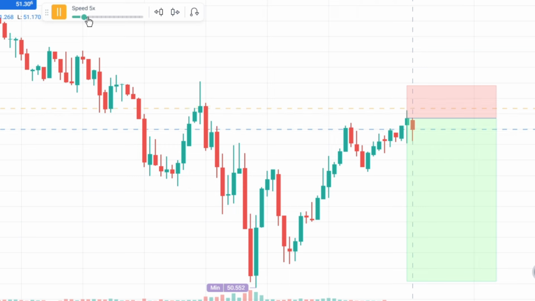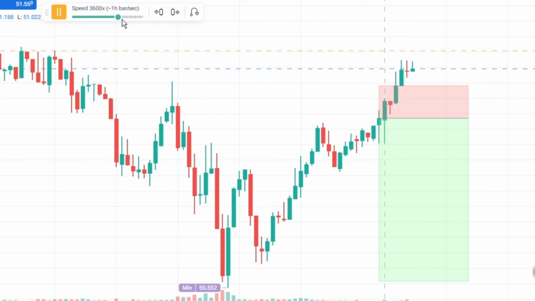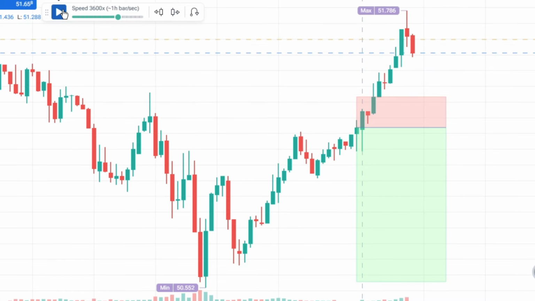But the problem with this is that most of the time these trades are likely going to end up as losers, and if you keep losing trades in the market, then you're probably going to give up and stop trading before you even start seeing profits in your account.